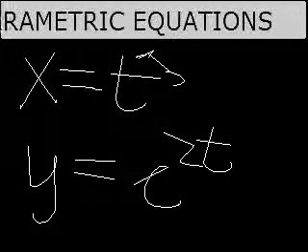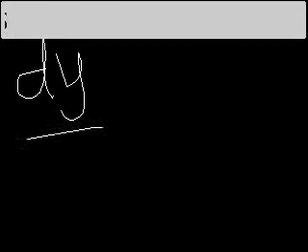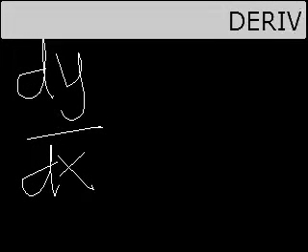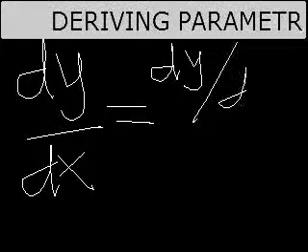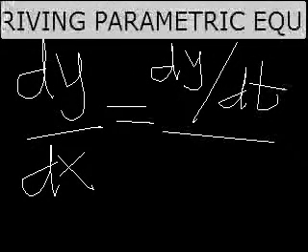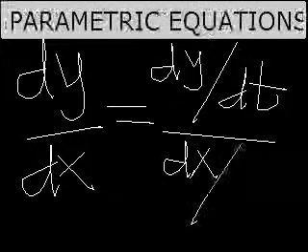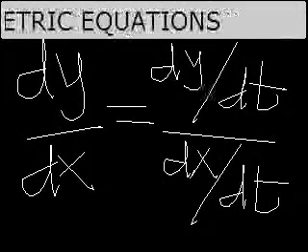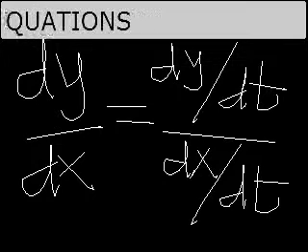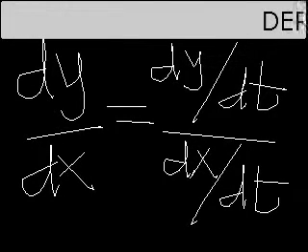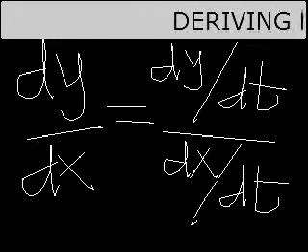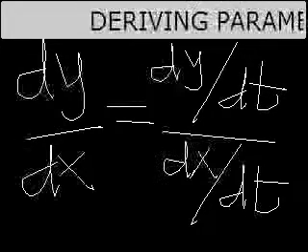So, first thing you know about deriving parametric equations is that they follow along the pattern of dy over dx equals dy over dt over dx over dt. This is because if you flip and multiply, you get dy times dt over dx times dt, and then the dt's cancel out, and so you end up with dy over dx.